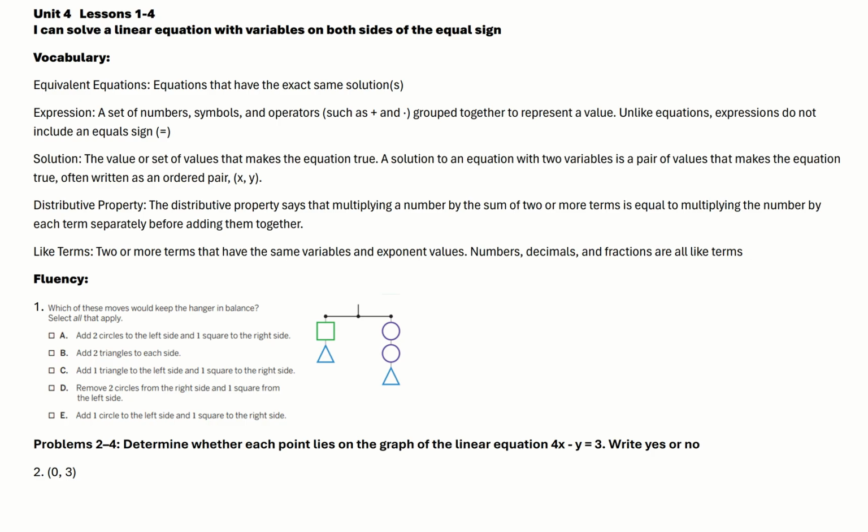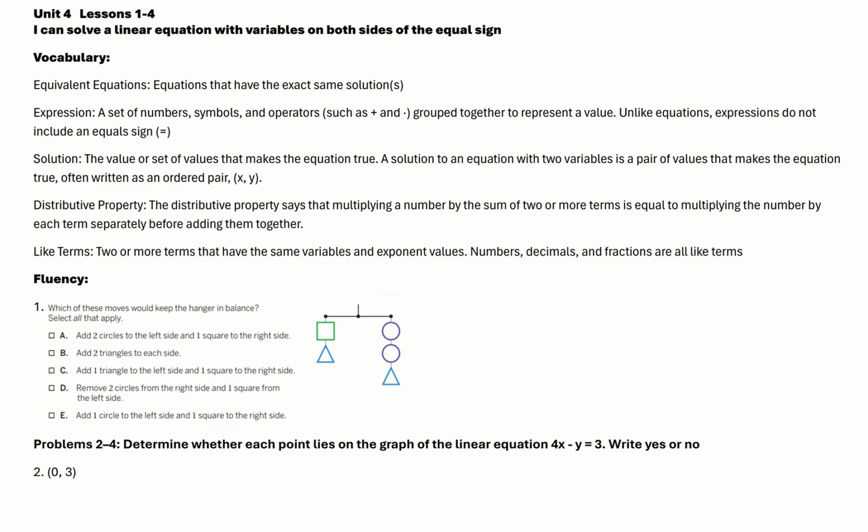Distributive property is review from last year. The distributive property says that we multiply a number by the sum of 2 or more terms and it's equal to multiplying the number by each term separately before adding them together. Now, this is sum. We can do subtraction or difference as well. So it's not always just sum. It can also be subtraction or difference.